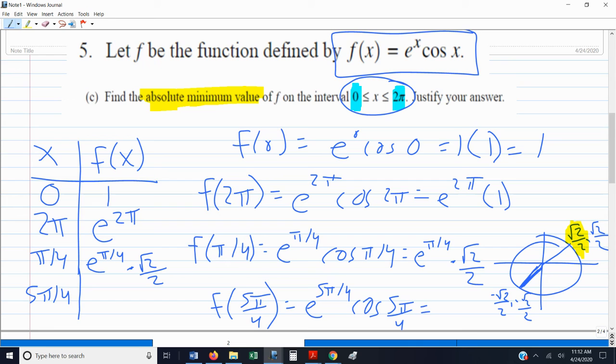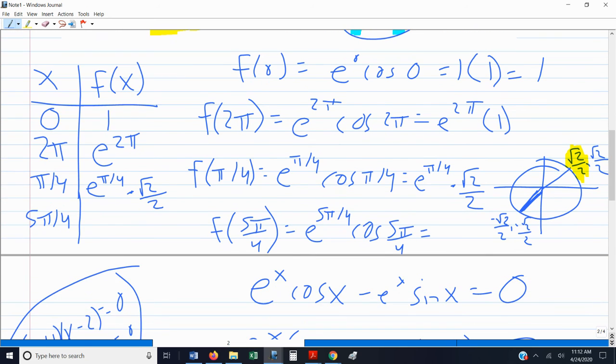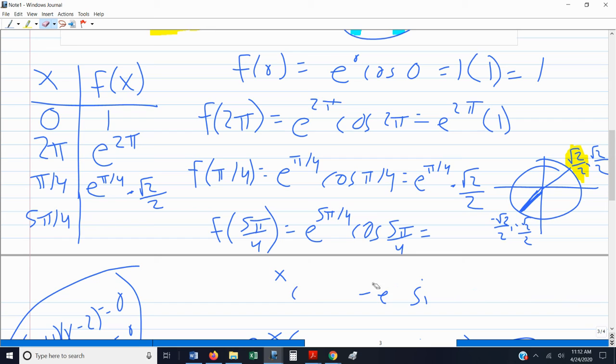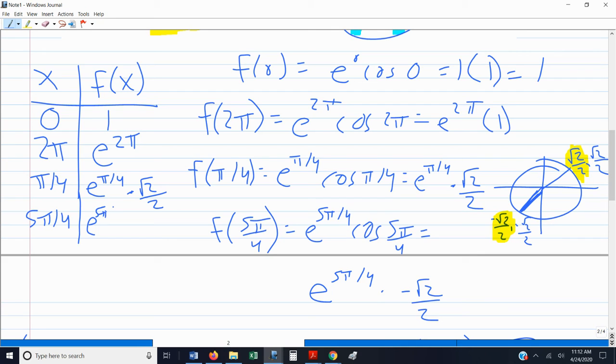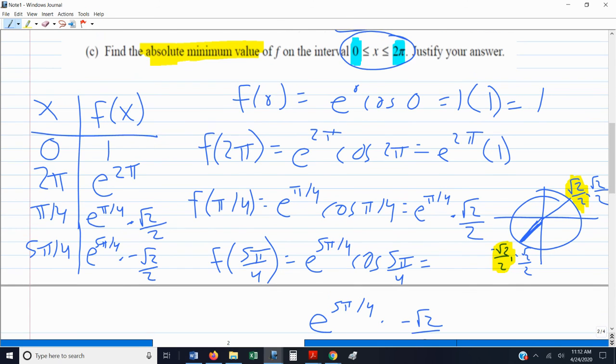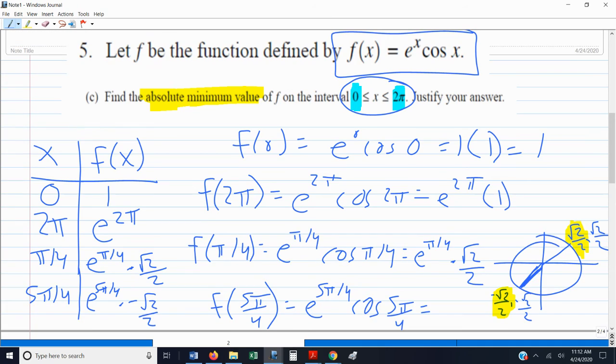So the cosine is going to be, I'm going to just erase this so I have some space to finish this. The cosine is going to be the x value there. So you've got e to the 5 pi over 4, and then the cosine of 5 pi over 4 is the x value there, which is negative root 2 over 2. So I'm going to write e to the 5 pi over 4 times negative root 2 over 2. So that is the end of my chart.